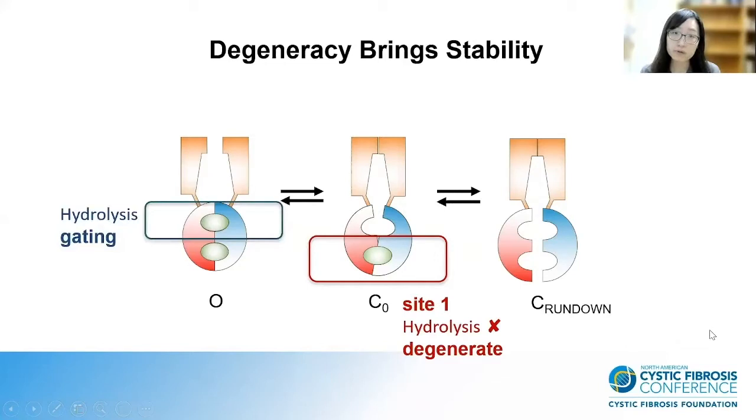CY2 by itself may be sufficient to gate the channel, but it is really this degenerate CY1 that makes sure that the channel is able to respond to ATP efficiently and timely.